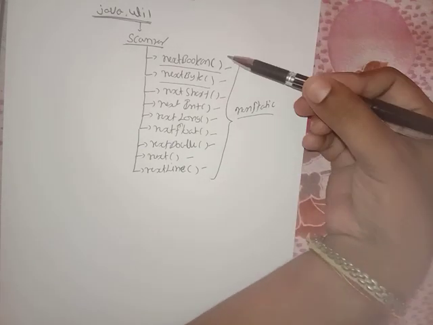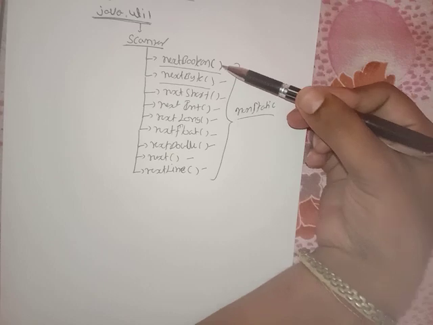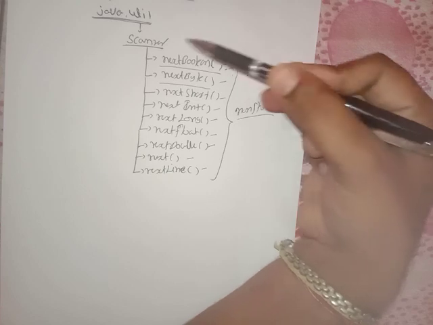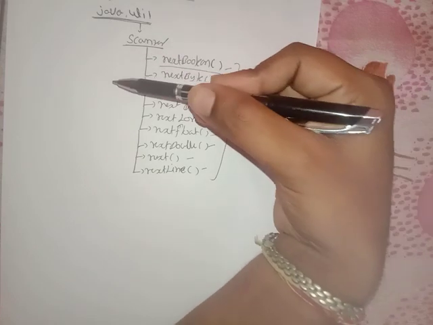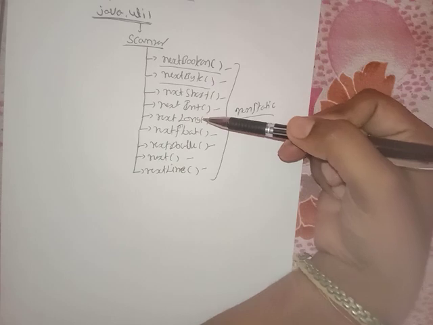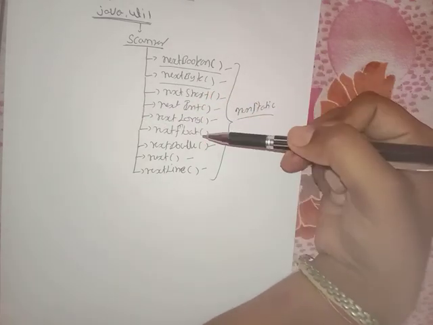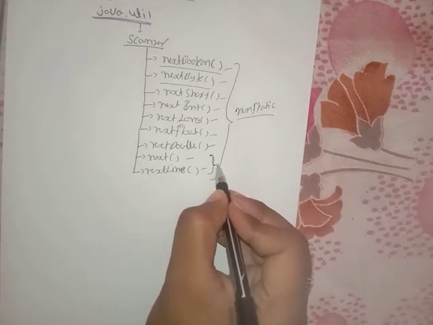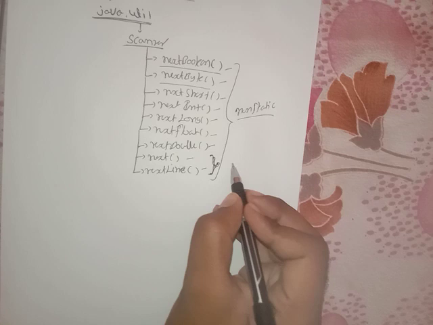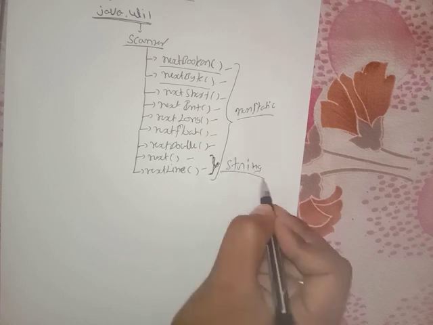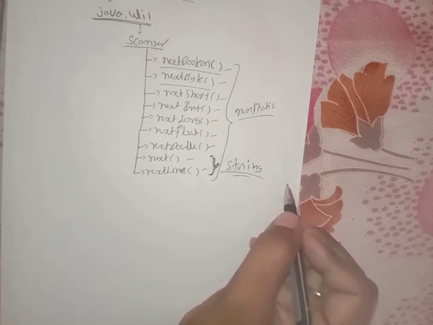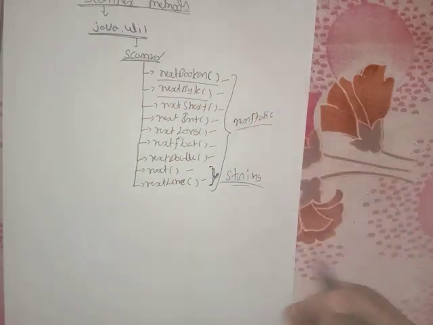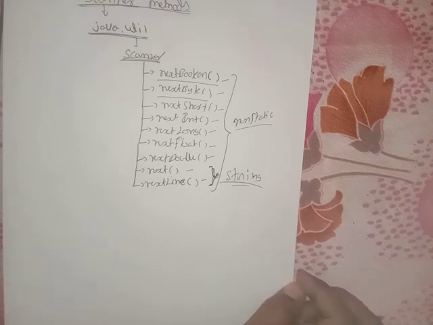Whenever you want to read the boolean type values, true or false, you have to call the nextBoolean method. nextBoolean returns the primitive boolean. nextByte returns the primitive byte. nextShort returns the primitive short. nextInt returns the primitive int. nextLong returns the primitive long, then primitive float, primitive double. Next and nextLine read the content from the keyboard in the form of String. These are all the non-static methods present inside the Scanner class. By calling these methods, we can take the input from the user.